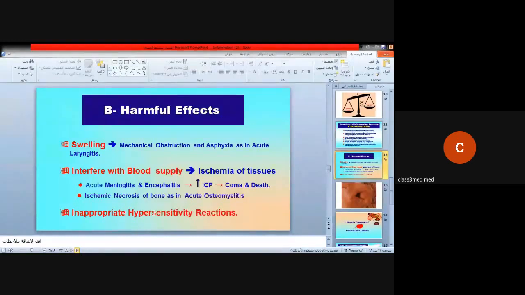But inflammatory exudate also has harmful effects, such as accumulation of inflammatory exudate in the tissue causing swelling. And the swelling leads to the mechanical obstruction of the lumen of the organs with asphyxia, اختناق, as in acute laryngitis.